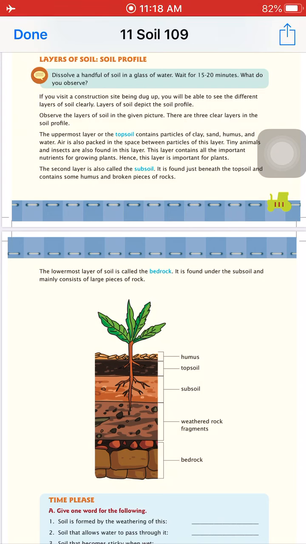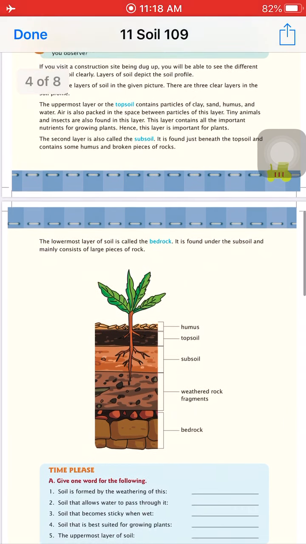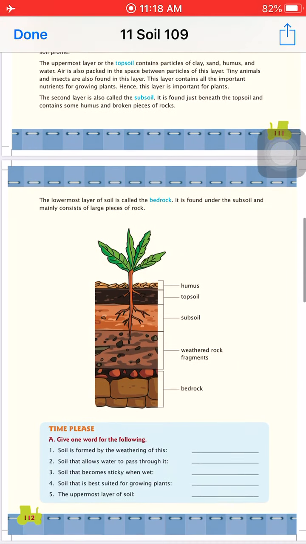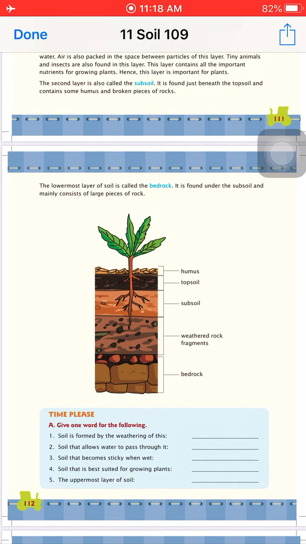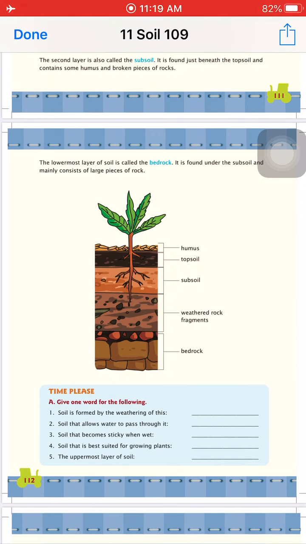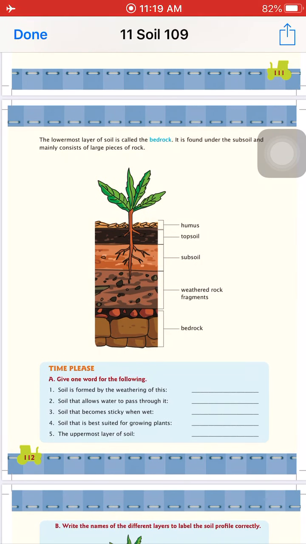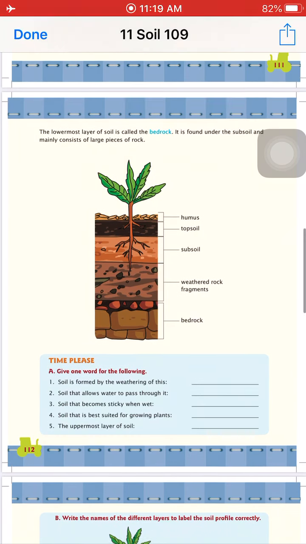Next is subsoil. Subsoil is second layer and it is present under the topsoil layer. Okay, but in this layer there is a presence of small rocks in it. Okay, next and last, the lowermost layer of soil is called the bedrock. Means जो सबसे last पे जो soil है उसे हम क्या कहते हैं? Bedrock, because of the presence of large amount of rocks in it. It is found under the subsoil and mainly consists of large pieces of rocks also.